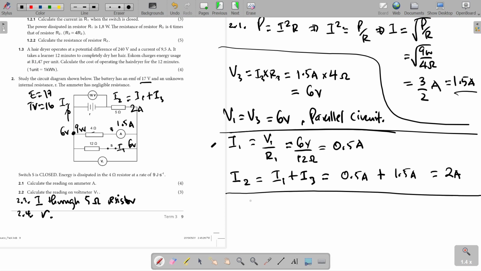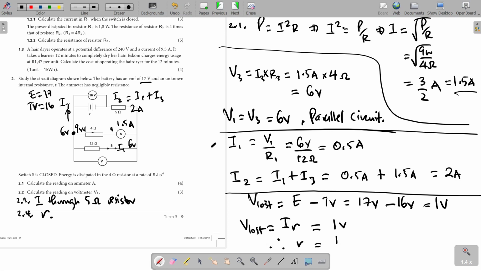To find the internal resistance, first let's calculate the voltage lost. Voltage lost is equal to EMF minus terminal voltage. EMF is 17 volts and the terminal voltage is 16 volts. If we subtract the two, we get 1 volt. But we know that voltage lost is equal to current times internal resistance, so this is equal to 1 volt. Therefore, internal resistance will be equal to 1 volt divided by the current. In this case, this is the total current. So 1 divided by 2 amperes gives us 0.5 ohms. That's the value of the internal resistance. This is how you solve that.